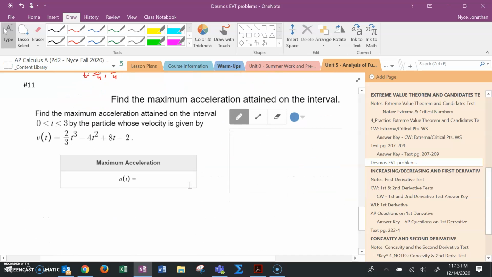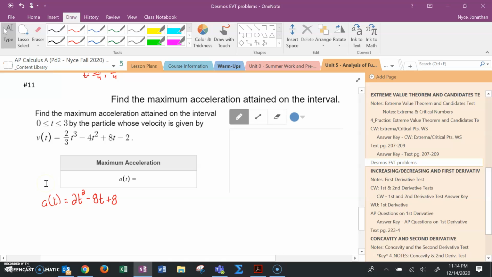All right, for number 11, we're looking for the maximum acceleration. They give us a velocity. We can use the velocity to find the acceleration function. But once we have that acceleration function, we want to find the maximum of that acceleration function. So we find our acceleration function is 2t squared minus 8t plus 8. This is the function we're finding the maximum of.